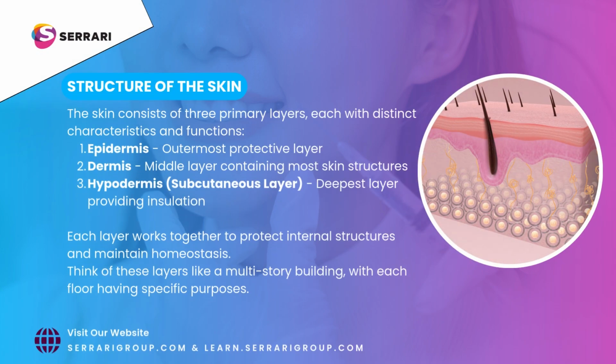Structure of the skin. The skin consists of 3 primary layers, each with distinct characteristics and functions. Epidermis, outermost protective layer. Dermis, middle layer containing most skin structures. Hypodermis, subcutaneous layer, deepest layer providing insulation. Each layer works together to protect internal structures and maintain homeostasis. Think of these layers like a multi-story building, with each floor having specific purposes.